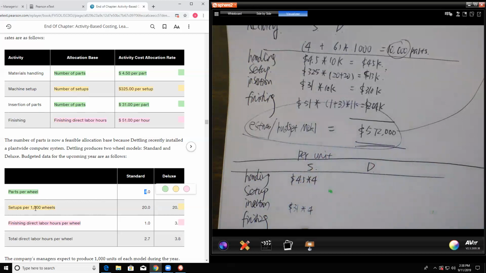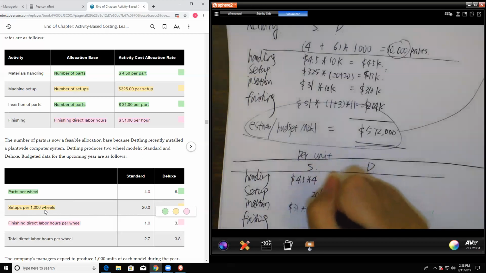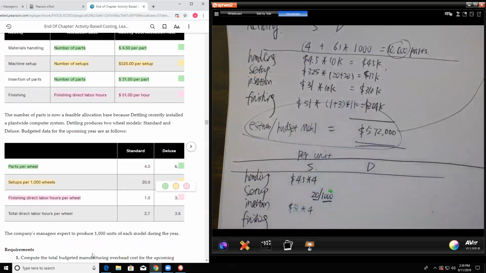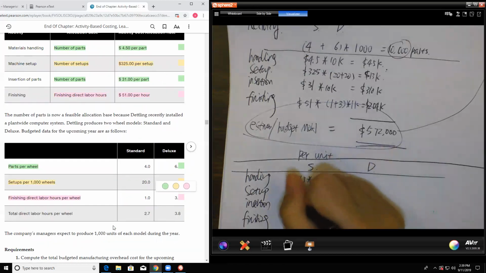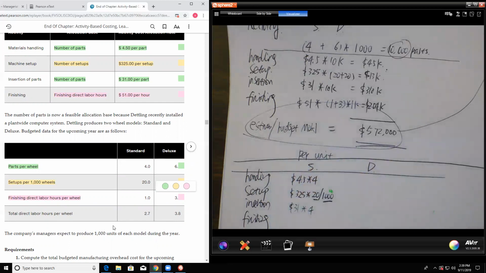Second is setup. You set up for 1,000 wheels, but you only need 20 setups for 1,000 wheels. So how many setups do you need for 1 unit? We only need 20 divided by 1,000 units, which gives you 0.02 times of setup for 1 unit. For 1,000 units you set up 20 times, but this question asks about per unit, so we divide by 1,000. Each time the setup cost is 325, so that gives you the cost for each unit.